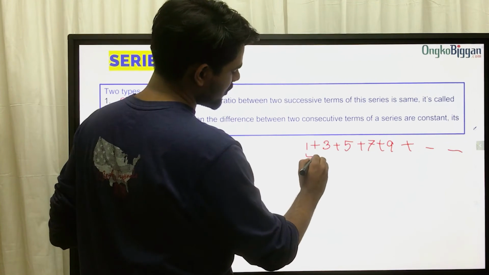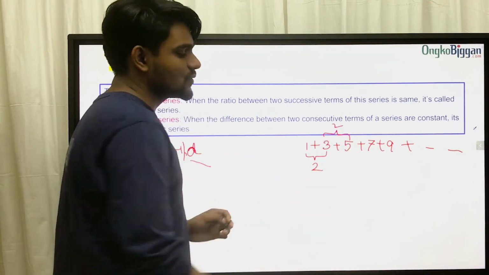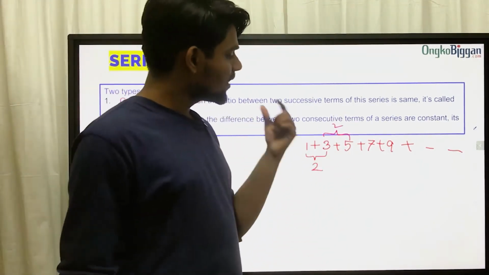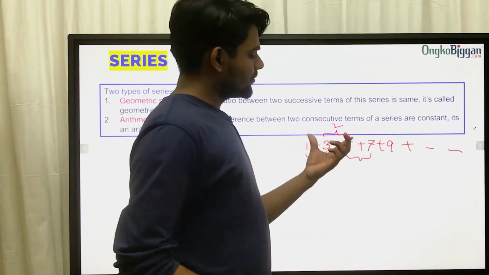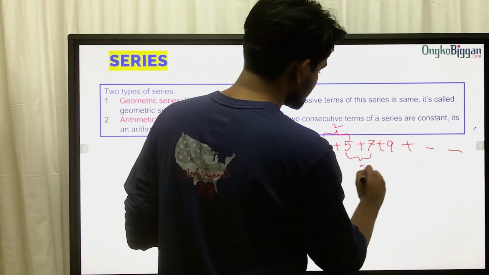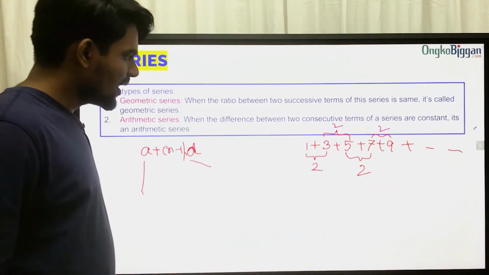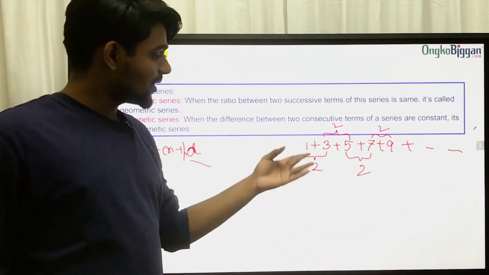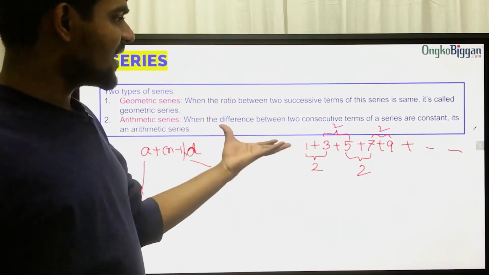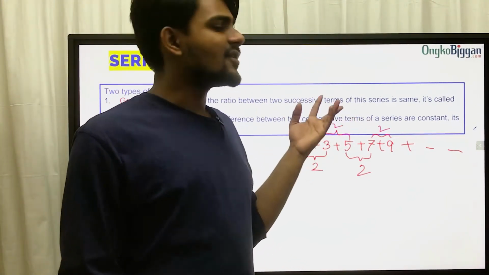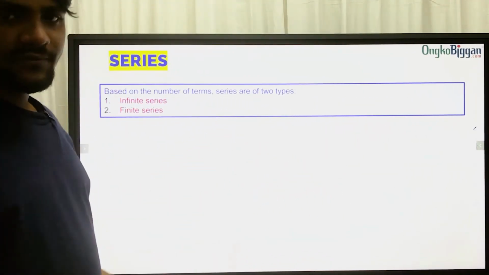You will see that there is a common difference between these two terms. Similarly, these two terms also have a common difference, that is 2. 3 minus 1 is 2. 5 minus 3 is also 2. Similarly, 7 minus 5 is also 2, and 9 minus 7 is also 2. So this is an arithmetic series because the difference between two consecutive terms is equal to 2, that is, they are the same. These are the two types of series based on the nature of the consecutive terms.